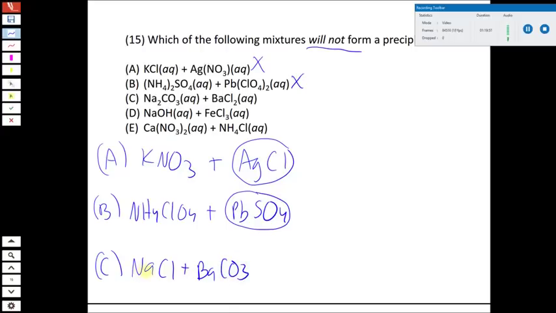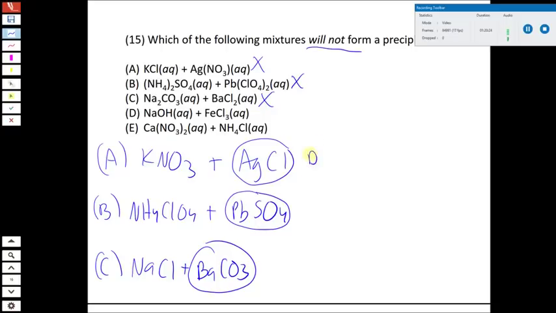And in these ones, again, all sodium compounds, group 1 cations are soluble. We should be fairly familiar with sodium chloride as being soluble because we've dealt with salt water all the time, living on the Gulf. And then finally, barium carbonate. Carbonate is an anion that is almost always insoluble unless it's paired with lithium, sodium, potassium, so on, that group 1. So barium carbonate is insoluble, so that would form a precipitate, so that's not our answer choice.